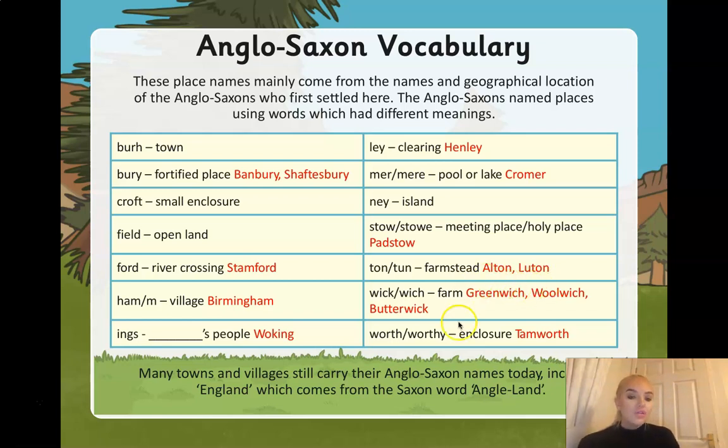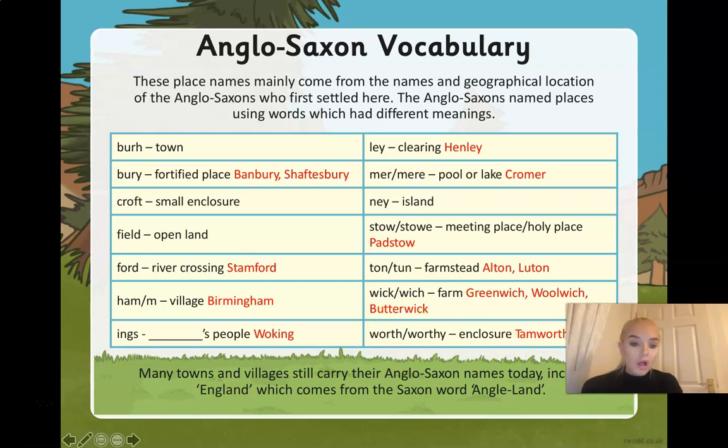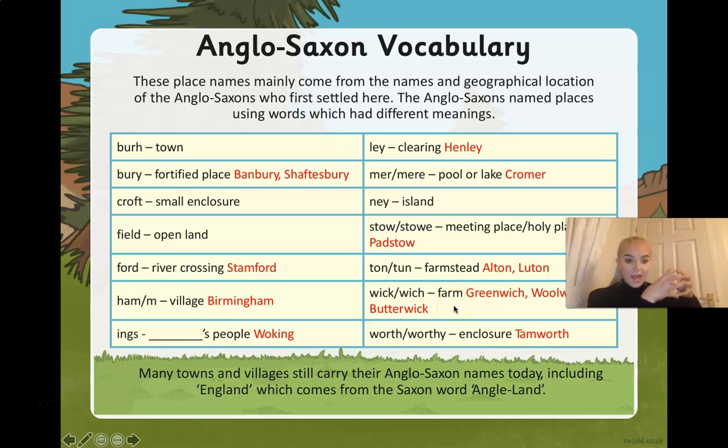So words such as Greenwich, Woolwich, Butterwick, these are all names of places that were on a farm or had a farm surrounding them. And finally, worth or worthy means an enclosure. Again, this area of land. So like Tamworth used to be an area which was an enclosure. Now, we can tell here that lots of Anglo-Saxons named places using these words, because if they knew that a place had a name and it had the end of a word, they knew automatically what that place would be.